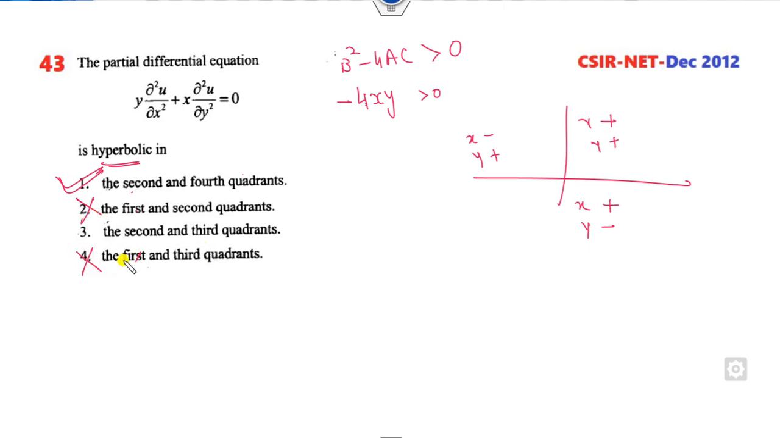First one is also cancelled out. Look at the third one. X is negative, y is positive. Then it will be less than 0, which is not the right answer. So my A is the right answer.